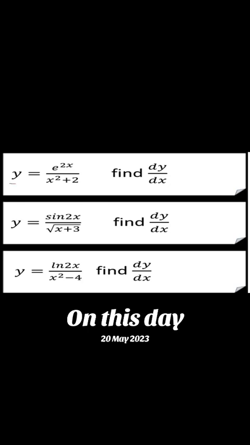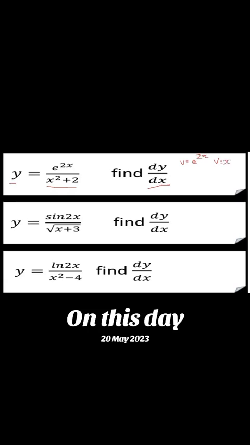So this is question number one, guys. I've got y is equal to e to the 2x all over x squared plus 2. Find dy by dx. First of all, label the numerator as u. So u is equal to e to the 2x. And v is our denominator, which is going to be x squared plus 2.